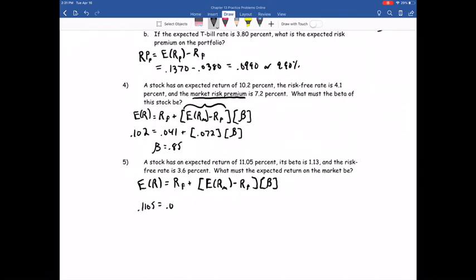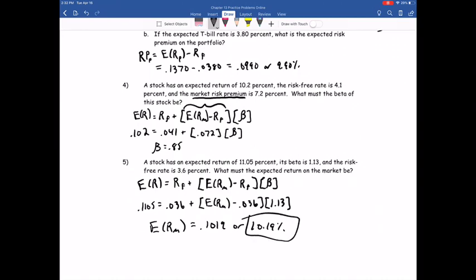The risk-free rate for Treasury bills is 3.6%. They want us to solve for the expected return on the market. They tell us that the risk-free rate is 0.036, and then the beta is 1.13. So this stock has more systematic risk than the market as a whole. When I solve for the expected return on the market by utilizing some algebra, subtracting 0.036 from both sides, and then dividing by 1.13, the beta, and then adding 0.036, I end up getting an expected return on the market that's equal to 0.1019, or 10.19%.